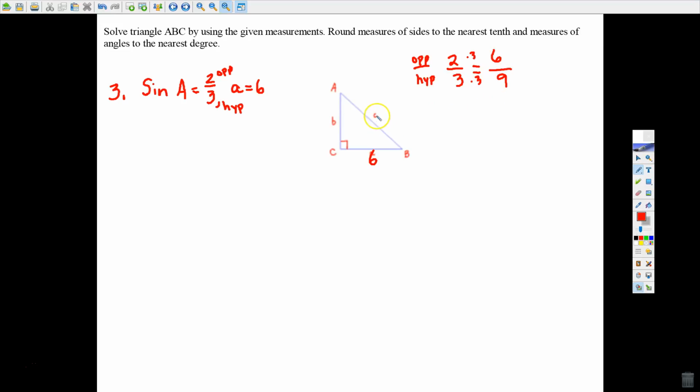Alright, so now I know what side C is. Side C is measured at 9. Remember, opposite over hypotenuse. 6 is the opposite for A. Hypotenuse then must be 9. Alright, so now it's just a matter of finding side B. These are nice whole numbers, so we can use the Pythagorean theorem. C squared, hypotenuse squared, is equal to A squared plus B squared. So 81 equals 36 plus B squared.